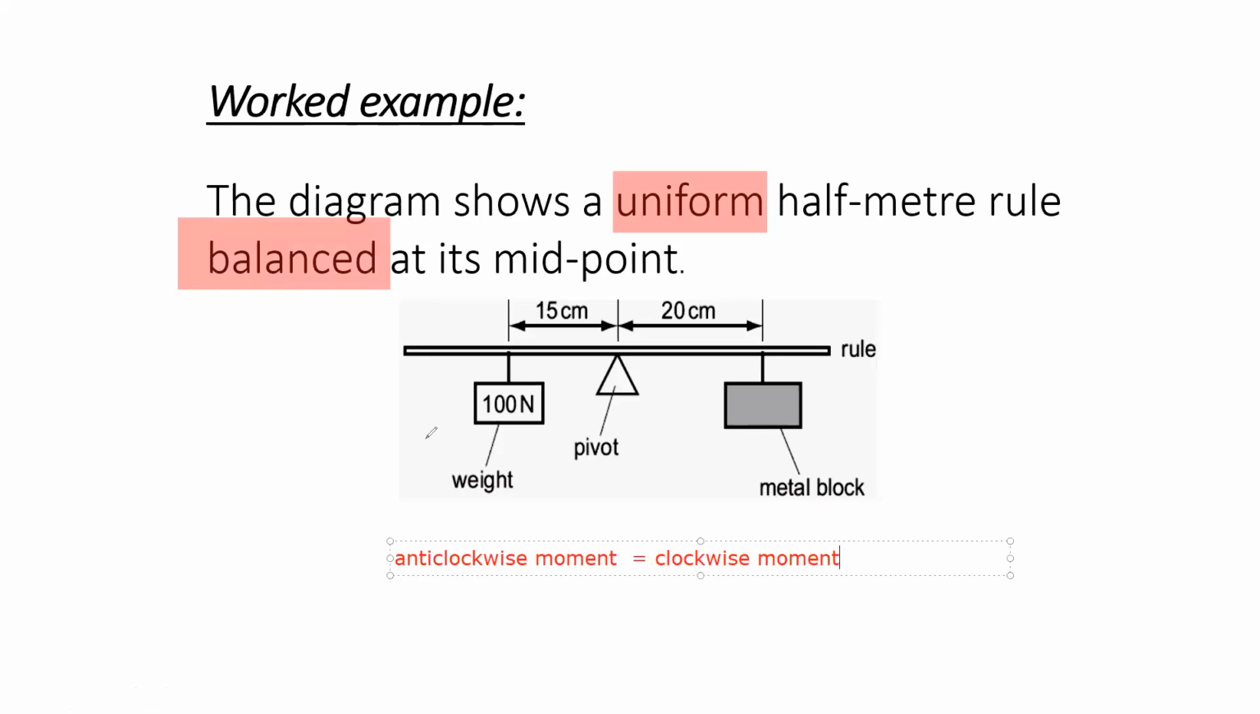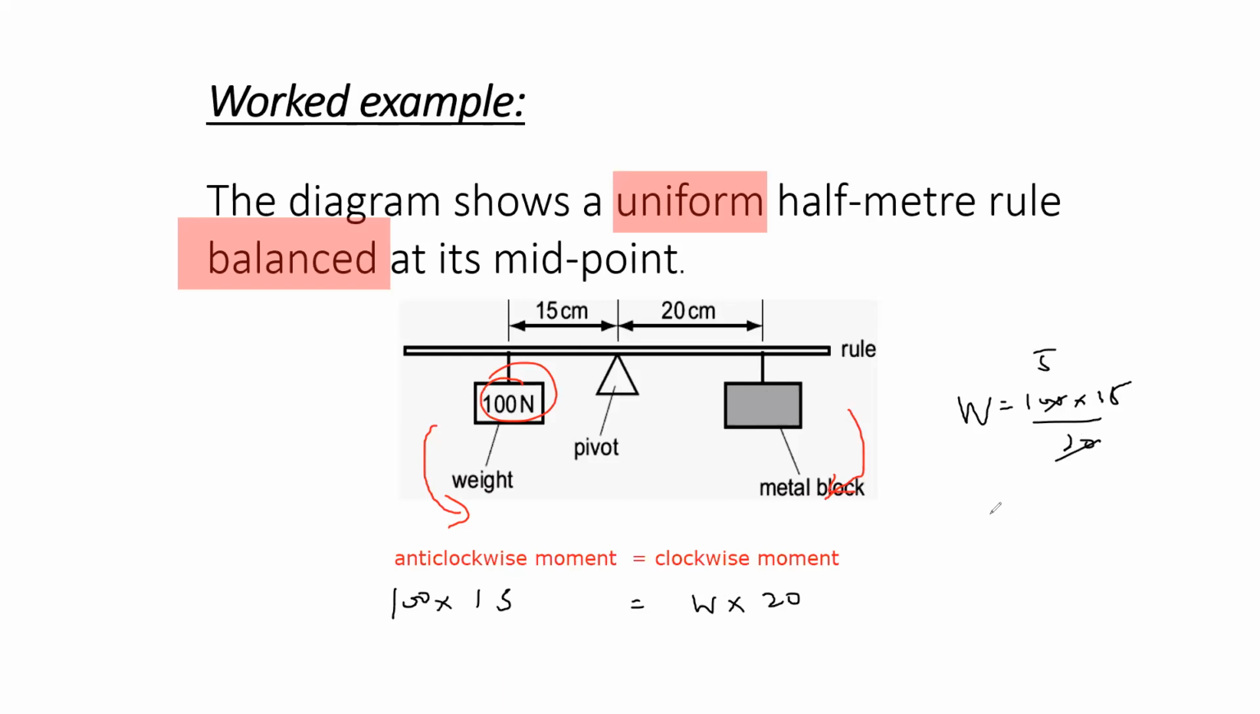So as you can see, the 100 Newton weight is causing an anti-clockwise moment. A metal block is causing a clockwise moment, and moment is force multiplied by distance. So this is a force which is 100 multiplied by the distance from the pivot, which is 15, and the force which we don't know, the weight of the object, say W, and the distance from the pivot is 20. So if we need W, that is equal to 100 multiplied by 15 divided by 20. When we solve, it will be 5 multiplied by 15, which is equal to 75 Newton.